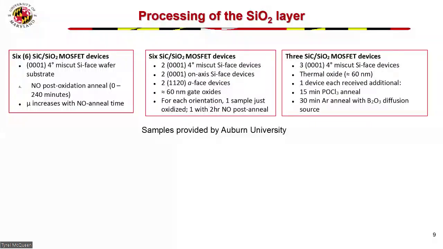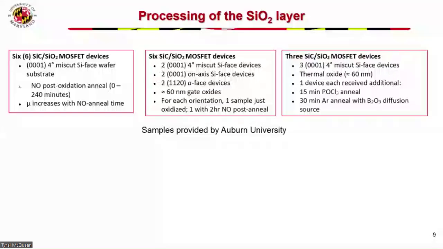We have investigated 3 different sets of silicon carbide with silicon dioxide materials, and we've got our samples from Auburn University. We have a good collaboration with them. One set is silicon carbide, silicon dioxide MOSFETs that were post-oxidation annealed under nitric oxide for different times, from 0 to 240 minutes, where they observed an increase in the charge carrier mobility with the annealing time. So we wanted to see how that affected the interface.